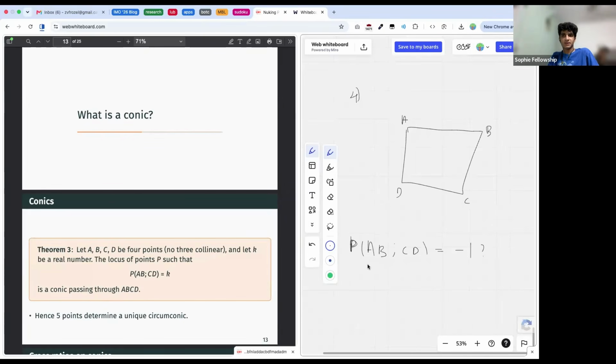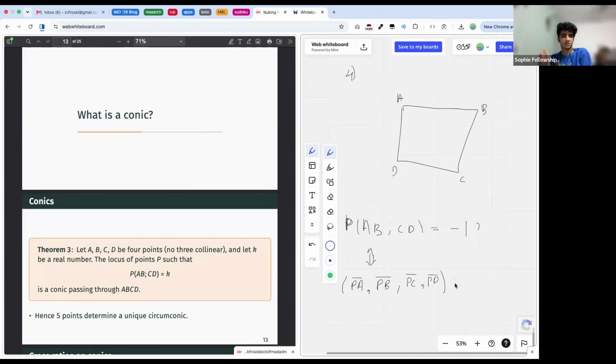Okay, so if you have this equation, PABCD equal to -1, firstly, PABCD is just shorthand for the cross ratio of the four lines PA, PB, PC, PD. So if you want to find the locus of P such that this thing is equal to -1, it turns out to be a very nice thing. It just turns out to be some conic that passes through A, B, C, and D. And this is called a circumconic of ABCD.